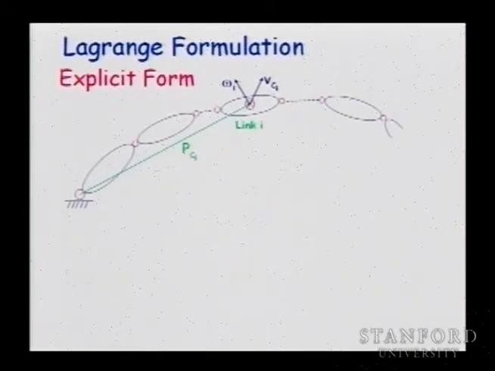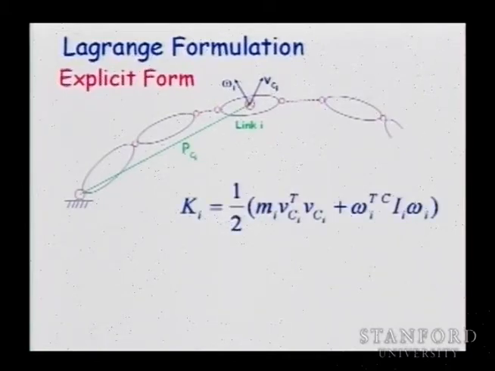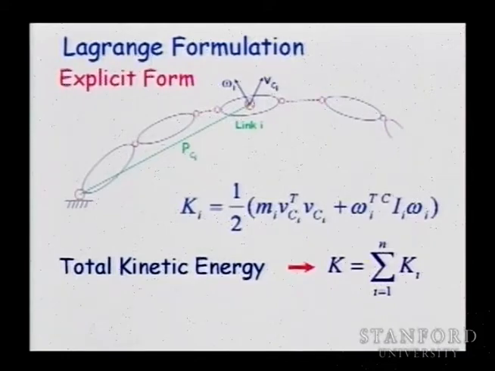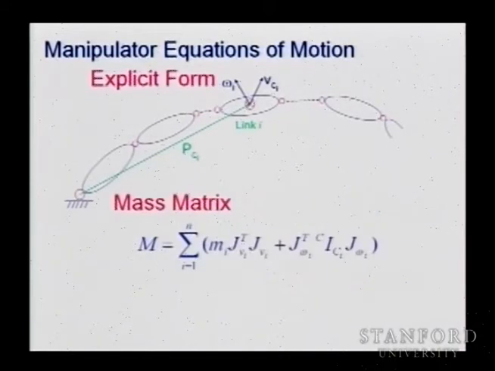So if you have a velocity v and omega at the center of mass, you can write the kinetic energy associated with this moving mass and inertia associated with the rigid body. And simply by adding the kinetic energy of these different links, you have the total kinetic energy of the system. And by then taking these velocities and taking the Jacobian relationship between velocities to connect them to joint velocities, you will be able to extract the mass properties of the robot.